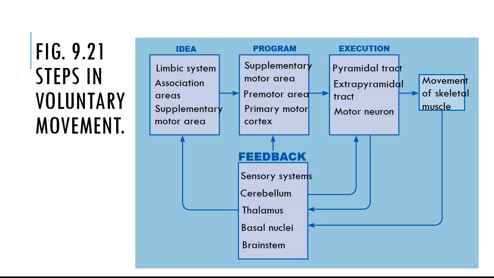So figure 9.21 illustrates the complexity of the voluntary movement. But the point is, you've got to plan for it first in the frontal lobe before you can ever execute it in your skeletal muscles. Does that bring about any questions?